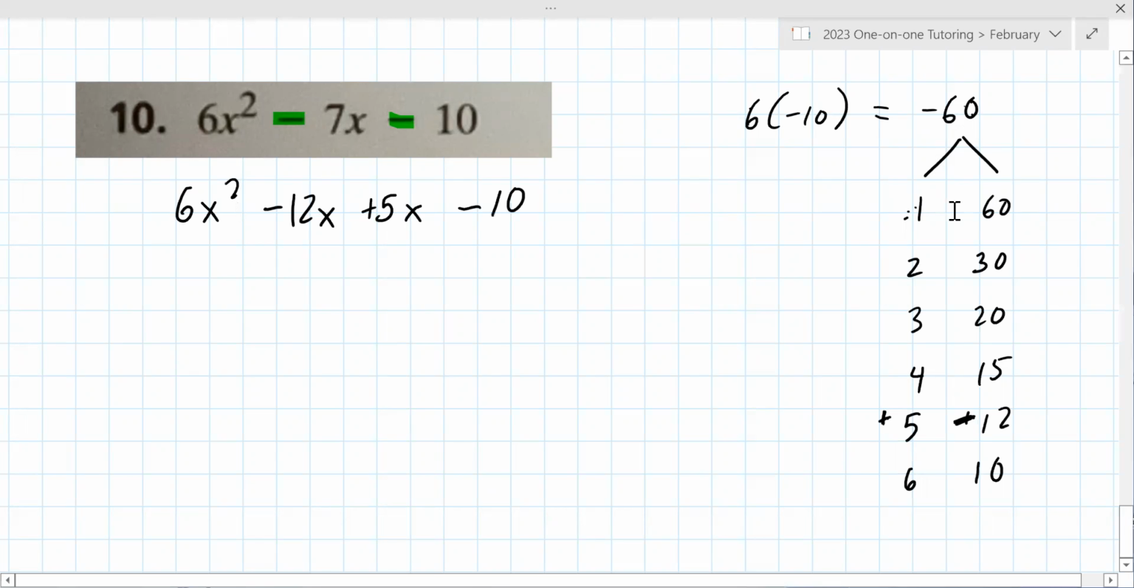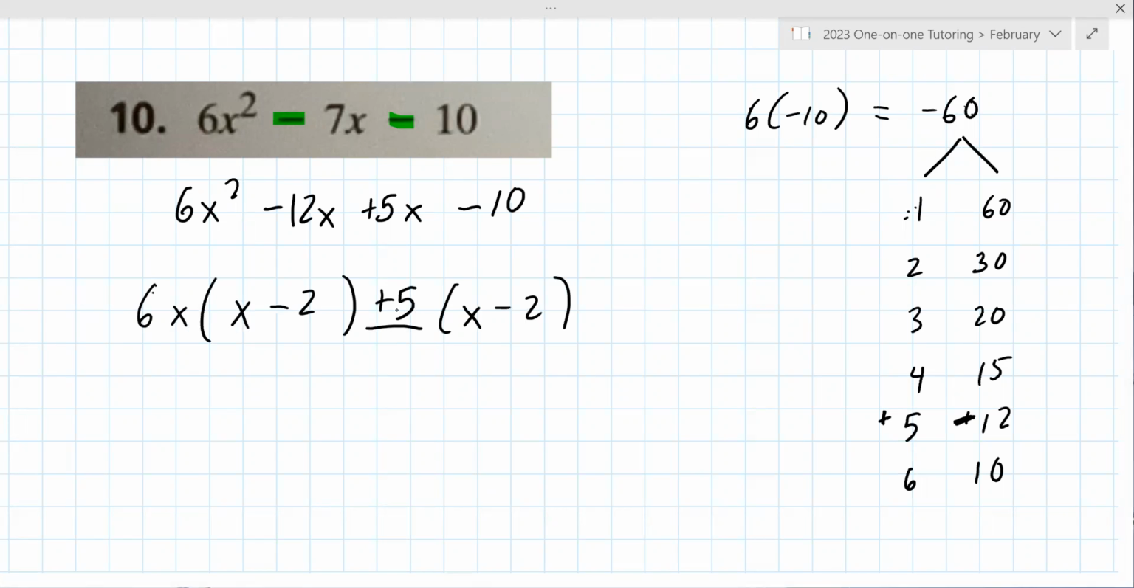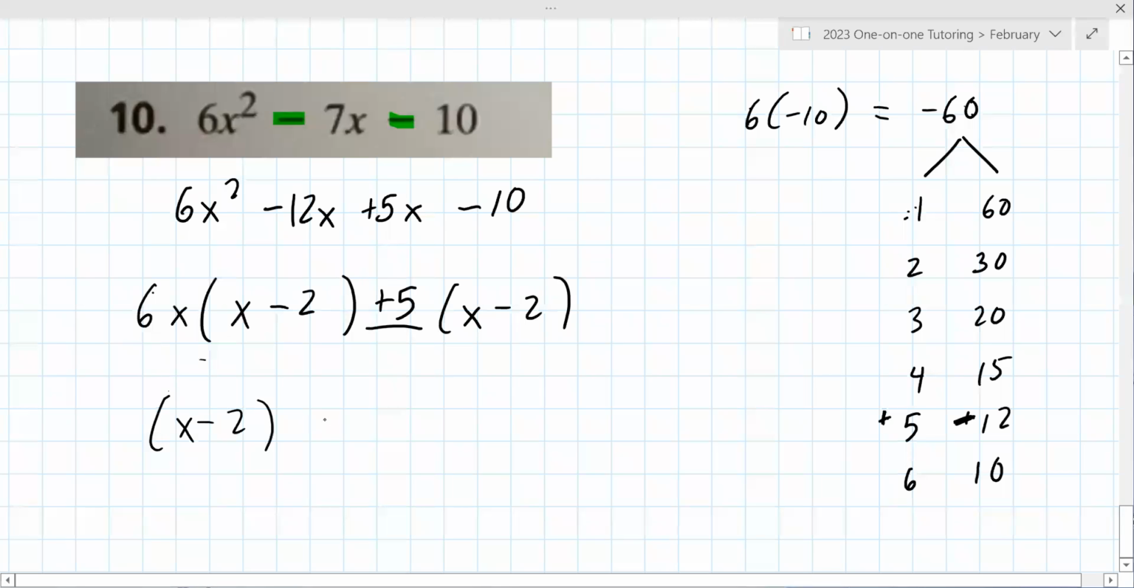Okay, what's the GCF between 6x squared and minus 12x? Minus 2. A little bit bigger. There's a larger number that goes in both. Oh wait, yeah, 6. Minus 6. So you tend to leave it positive unless the leading one is negative. So in this case, it'd be 6x, x minus 2, x minus 2 plus 5. So then it's x minus 2 times 6x plus 5.